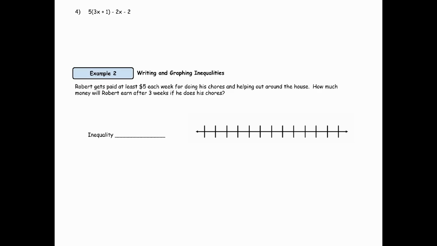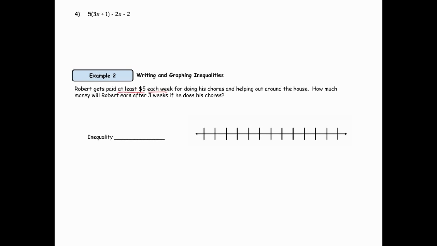We know that Robert gets paid at least $5 each week. That means that Robert can get paid $5, $6, $7, and that continues forever, obviously with any increment of change in between. So at the very least, Robert gets paid $5 each week. We can show that as D for dollars is greater than or equal to 5.